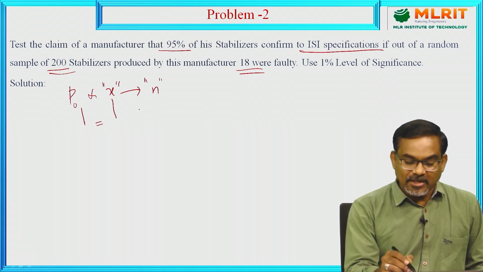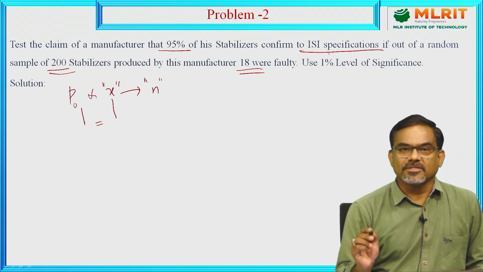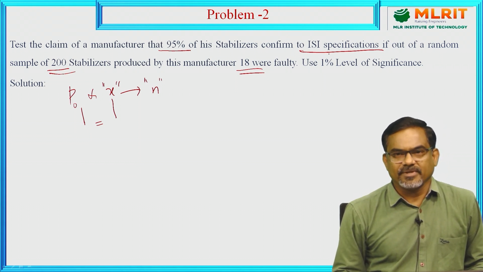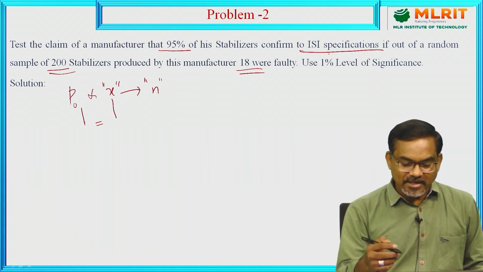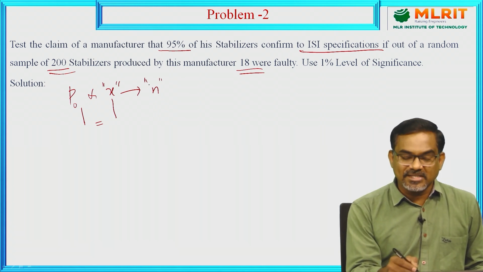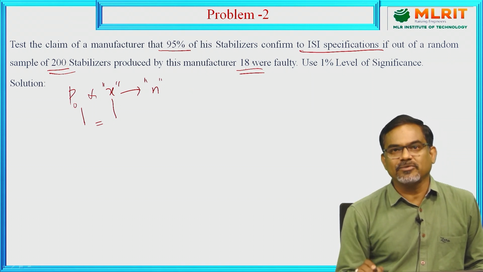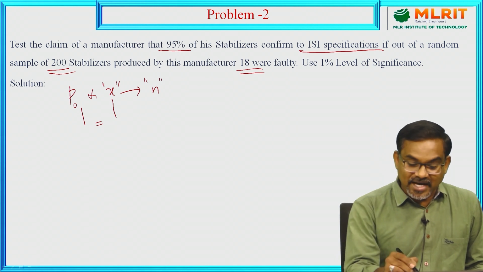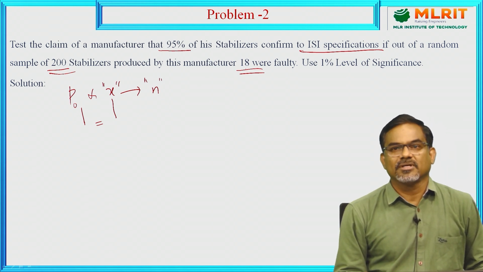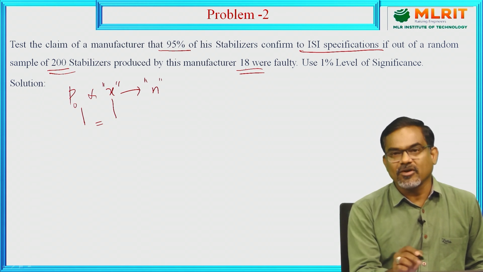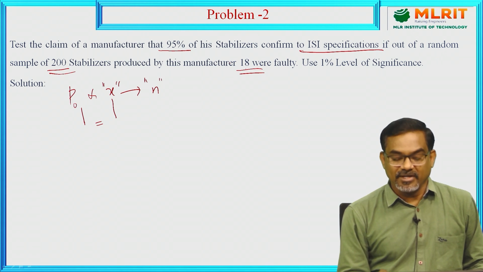Here you see the claim of the manufacturer is that 95% of his stabilizers are under ISI specifications. That means 95% of his product is good. But in the sample data, what is given? 18 were faulty. So 18 stabilizers are defective stabilizers. Here this 95% is about good stabilizers and this 18 is about defective stabilizers. These two are not matching. So this is the main point we need to identify from the given data.